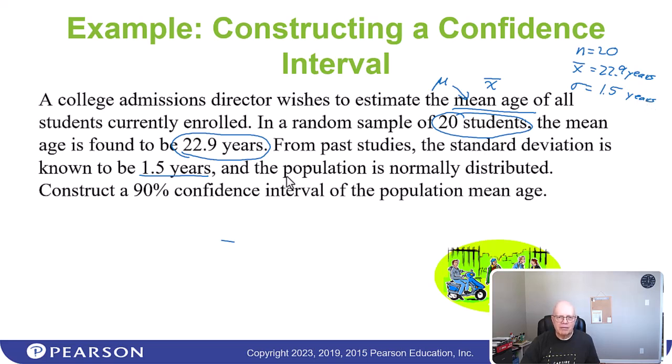Big item here. The population is normally distributed. Yay! That's great. Now, if it wasn't, then you'd have to make sure this was 30 or more. Keep that in mind. Very important. Otherwise, you're just getting nonsense. What you want is a 90% confidence interval.